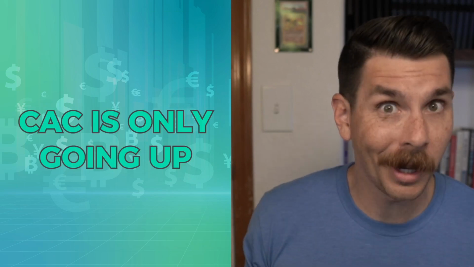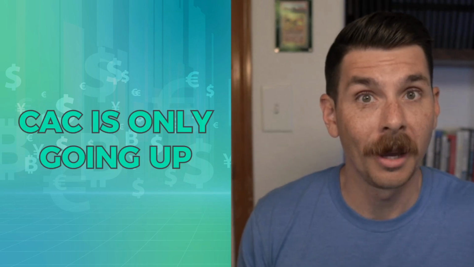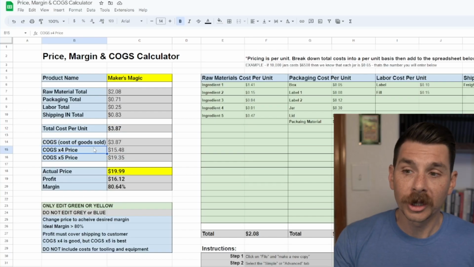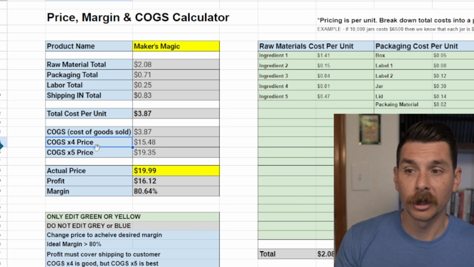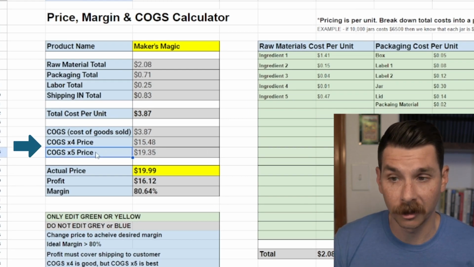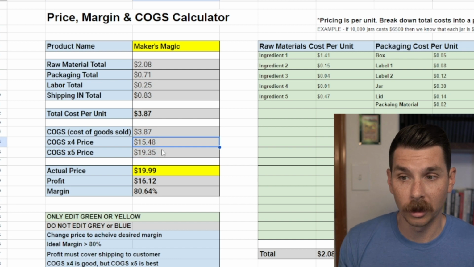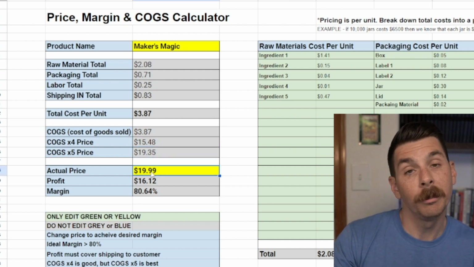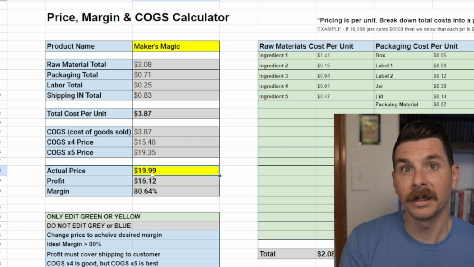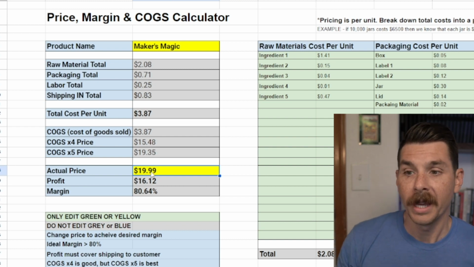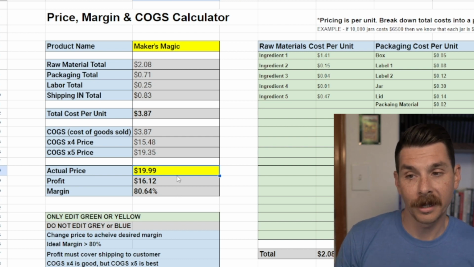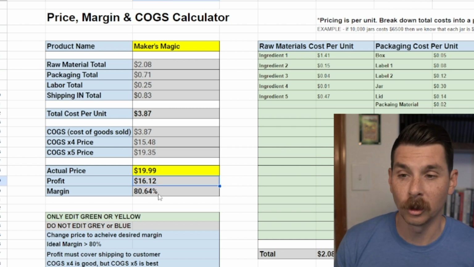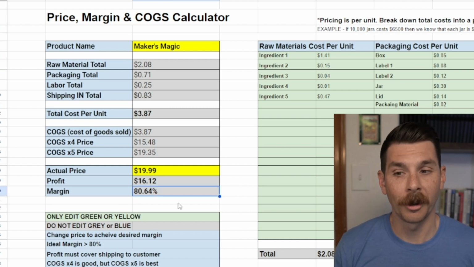Not to mention customer acquisition costs. They're only going up. We have to plan for that. So you'll see right here that we have a cost of goods times 4 and a cost of goods times 5, just to show you what it would look like. If we were to go with cost of goods times 5, I would now input my selling price as $19.99 so that I could cover it. If our price is $19.99 and our profit is $16.12, that gives us an 80% margin.